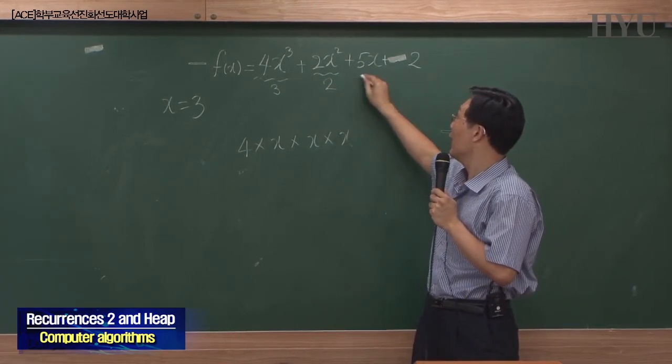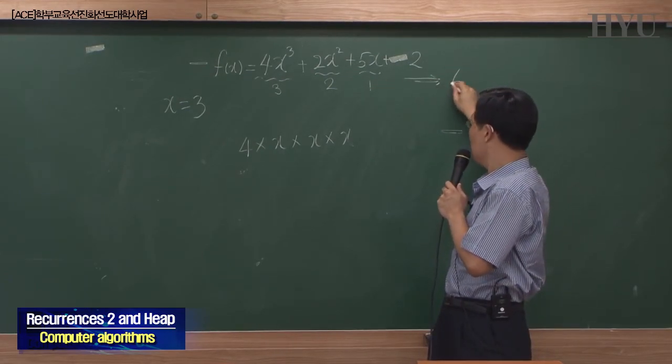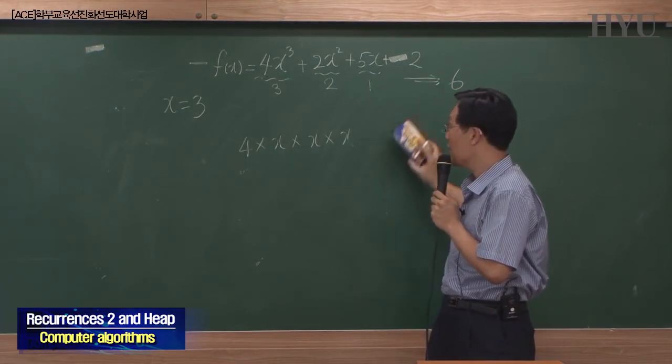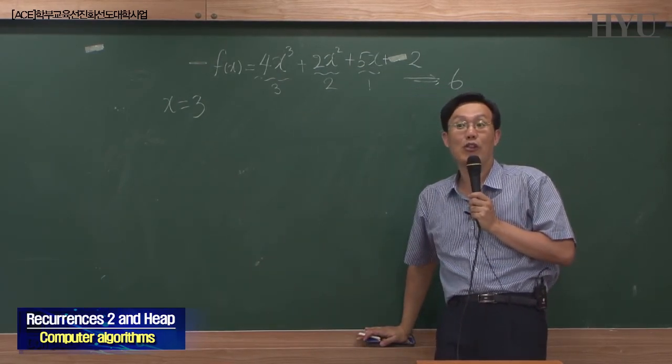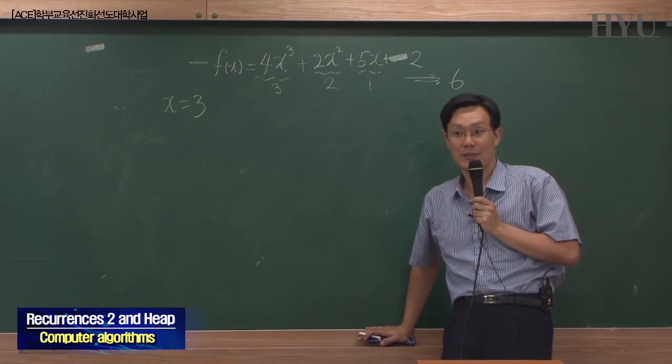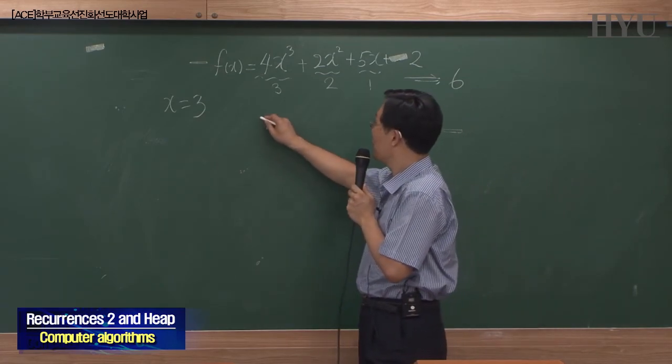2 and 1. So the total number of multiplications is 6. Can you do better? I can do better. Let me show you.